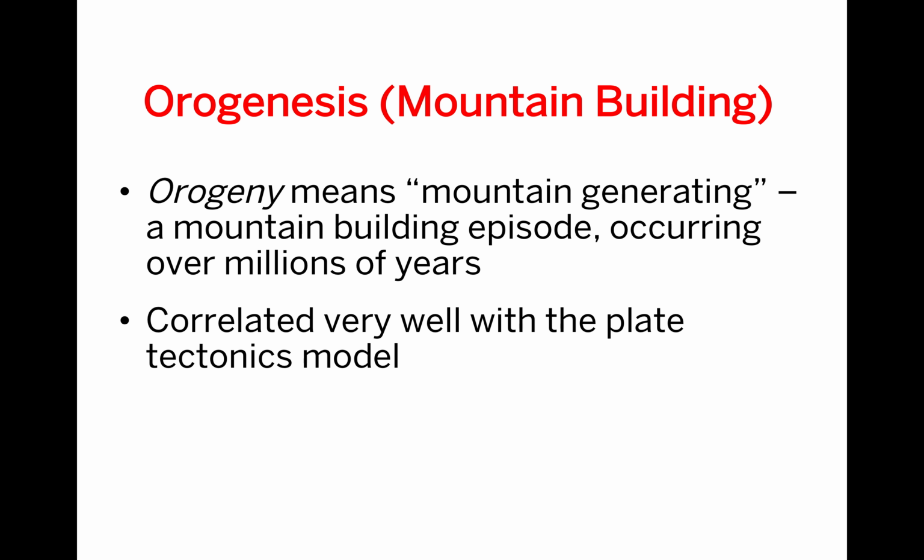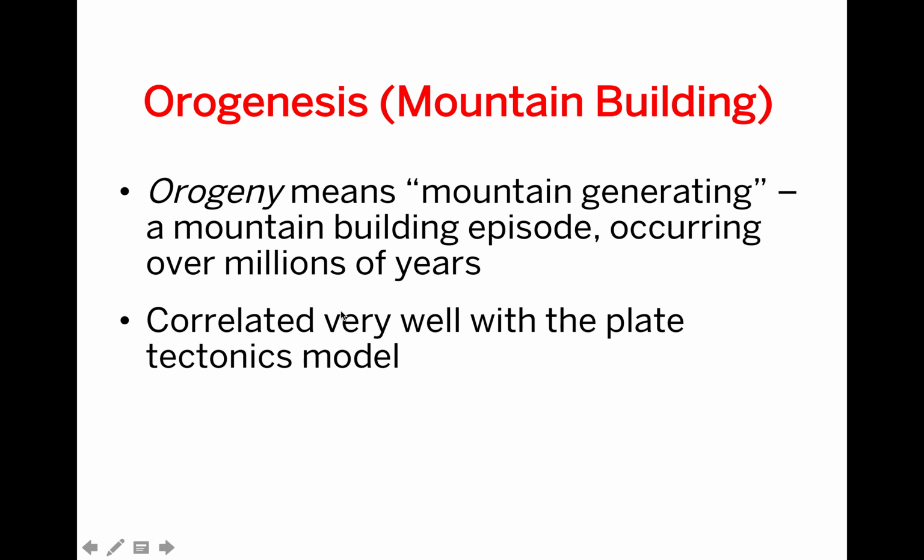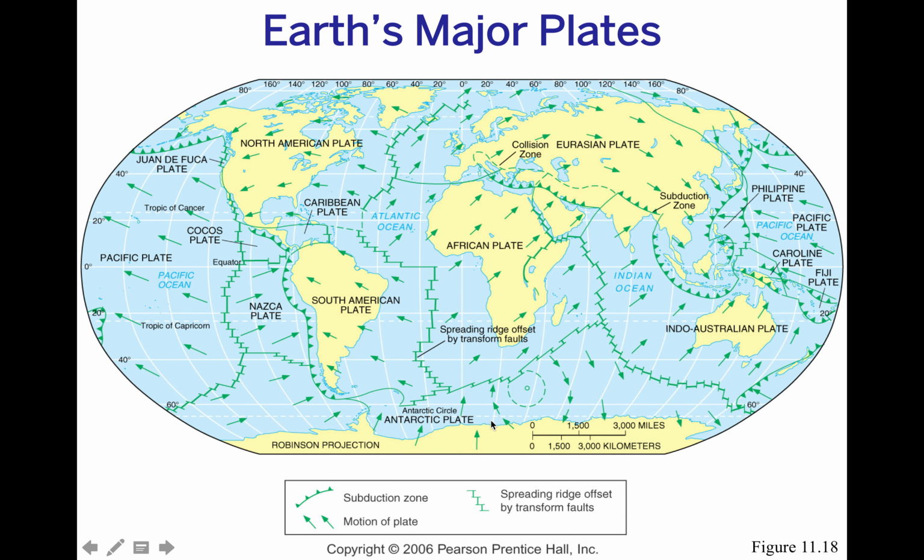Again, when we were discussing these plate settings, we talked about mountain regions. Orogenesis is called mountain building, particularly where two continents come together in continental collision. It has been occurring over millions of years, such as the Himalayan range, which started being built around 50 million years ago, and they correlate very well with plate tectonics.